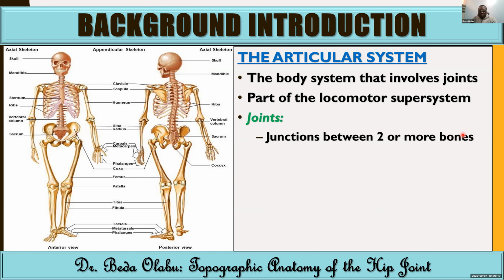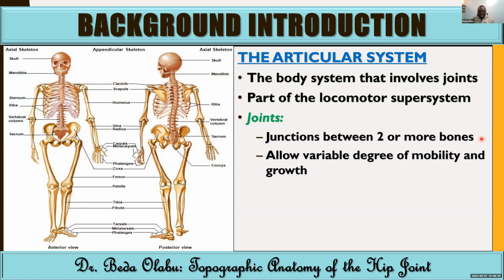A joint is a junction between two or more bones, at least as used in human anatomy. They allow variable degree of movement and also degree of growth. A joint can be considered simple if there are only two bones articulating at that particular point, but can also be considered as compound if there are more than two bones articulating at that particular joint.